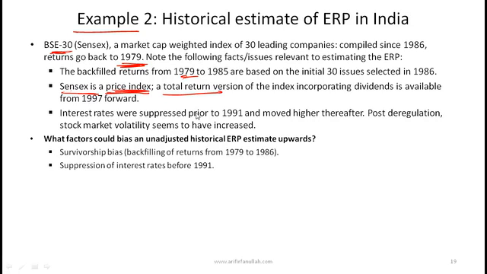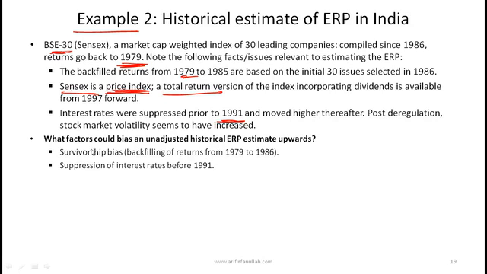Another piece of information that most of you might know: the interest rates were suppressed prior to 1991. So till this time, the economy was a pretty strongly managed, closed economy. And then the Indian economy started opening up in 1991. Post-regulation, the stock market volatility increased. Another thing that happened was the interest rates were low before 1991 because they were suppressed. Subsequent to 1991, stock market volatility went up and interest rates also went up. So that includes the risk-free rate. The risk-free rate went up after 1991.